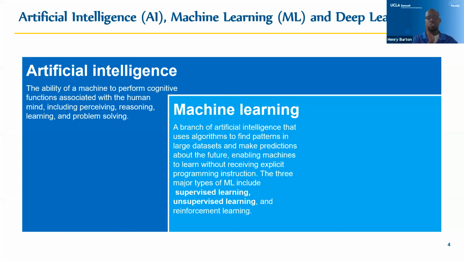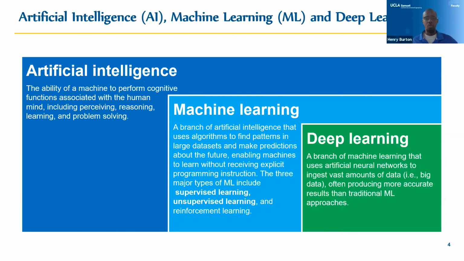Machine learning is actually just one branch of artificial intelligence, right? So it uses algorithms to find patterns in data, and then it tries to make predictions about the future, right? So essentially what it does, it enables computers or machines to learn without receiving explicit programming instructions. And there are three major types of machine learning: supervised, unsupervised, and reinforcement learning. I'll talk about those a little bit more in a sec.